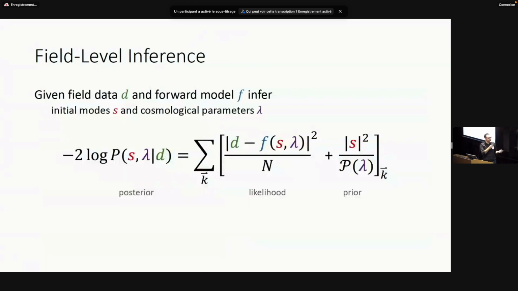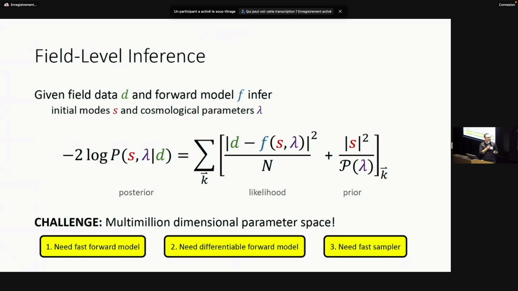And so mathematically speaking, what we have is some posterior, which is a function of the initial modes S, so that's every pixel in your map, and the cosmological parameters lambda, given some data D. And this consists of a likelihood term, which just tries to match the data D to the forward model F, and some noise associated with your measurements N. And then a prior term, which is just saying that the initial universe is normally distributed with variance given by the power spectrum. And then the sum is over all the pixels in your map. And this is a very challenging task because this S parameter is every single pixel in your map.